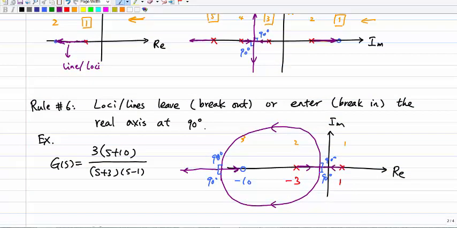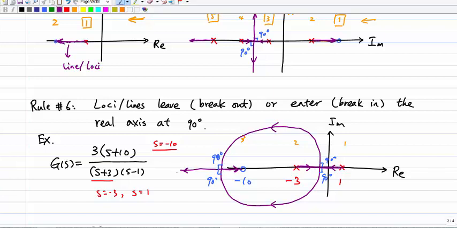So for example, if I give you G of s is 3 times s plus 10 divided by s plus 3 and s minus 1, okay, so I can draw the poles. I have two poles, which are s is negative 3 and s is positive 1. I have 1 zero, which is s is negative 10 over here. So if I draw it over here, I have two poles and 1 zero, okay? According to rule number 5, this is number 1, this is number 2, this is number 3. So to the left of an odd number of poles and zeros on the real axis is part of the Loci. So this part has to be part of Loci, and also this is part of the Loci.